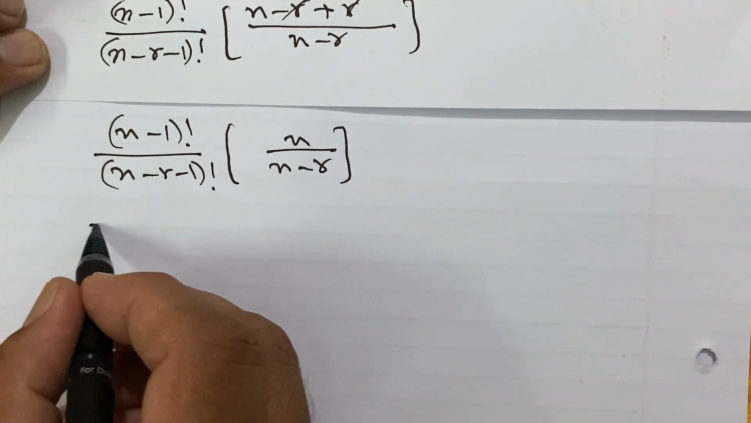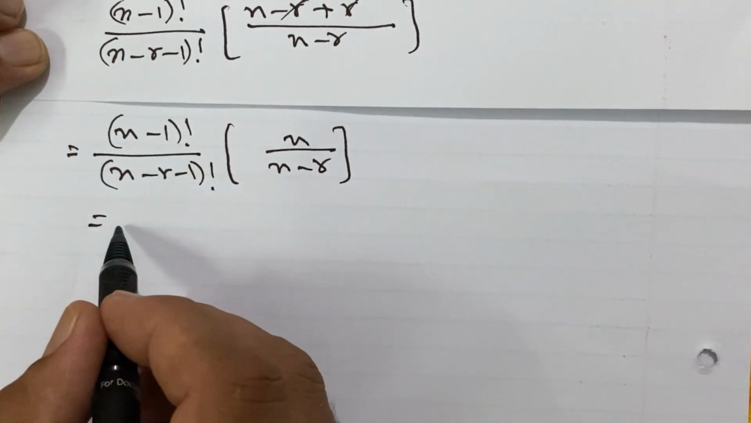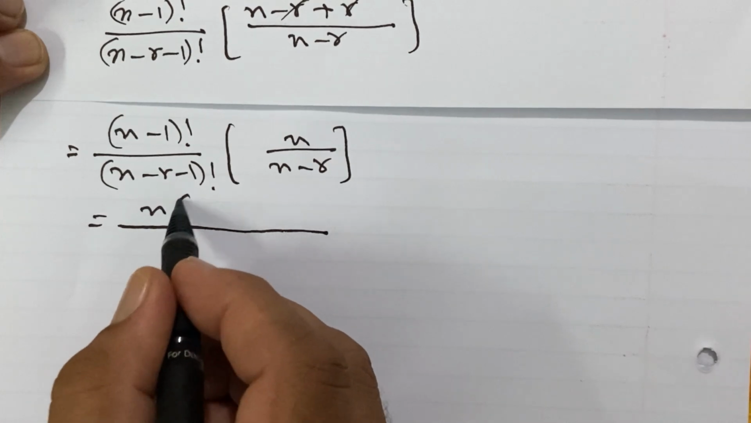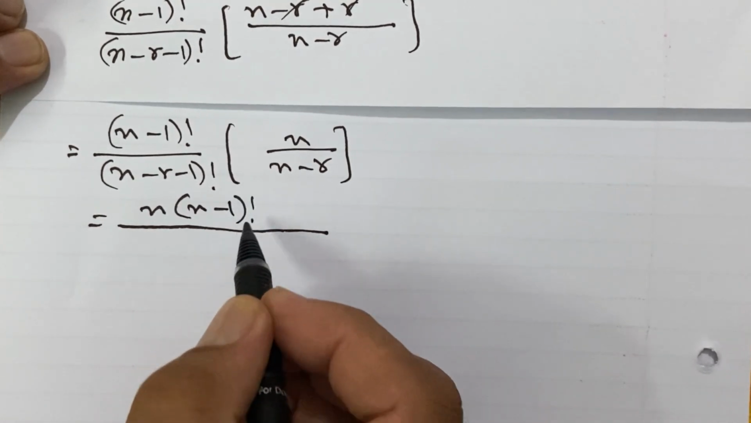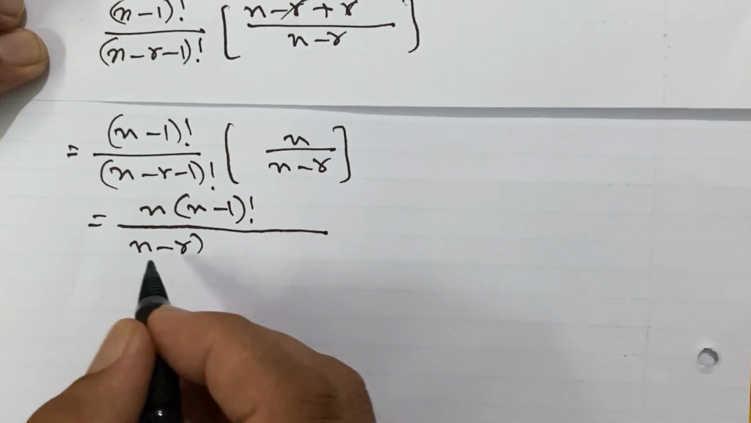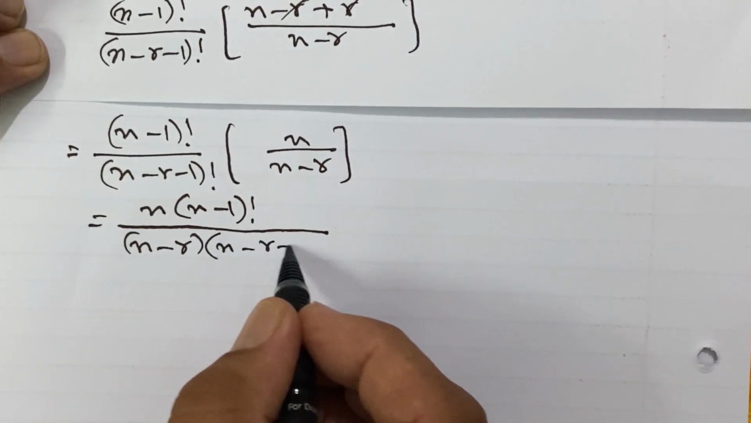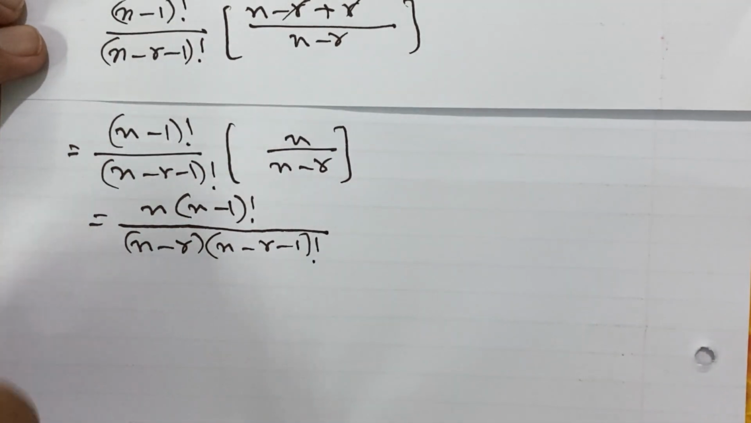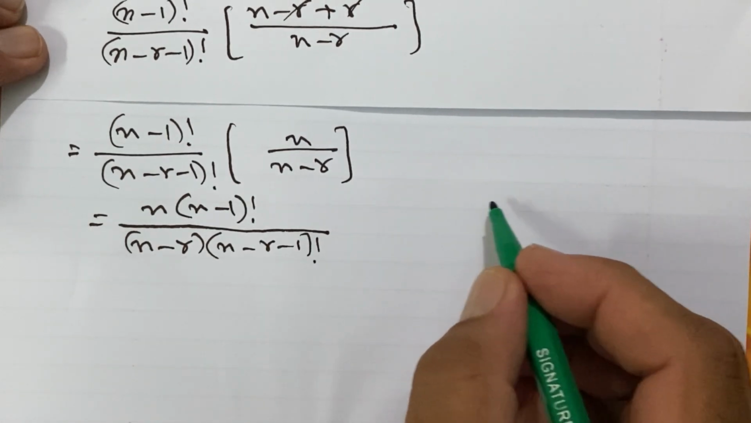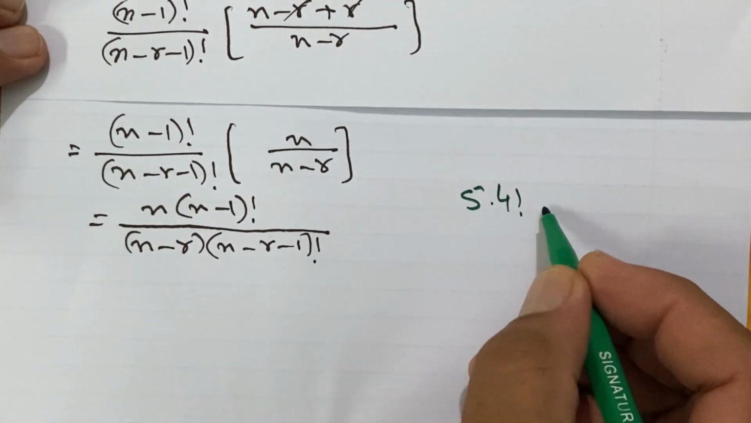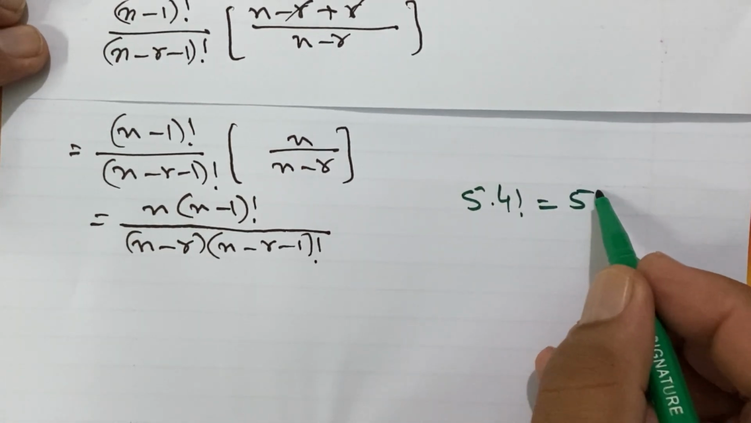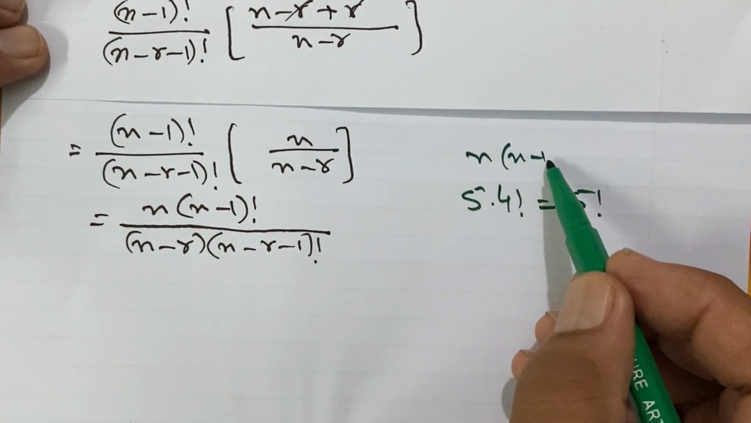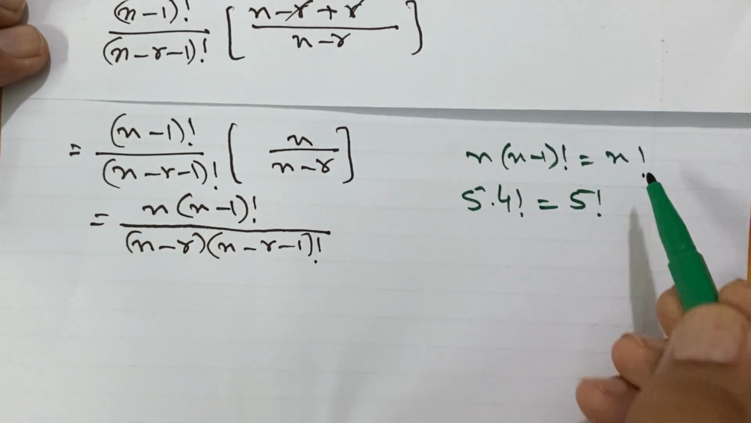Now it becomes n times (n minus 1) factorial over (n minus r) times (n minus r minus 1) factorial. Now we use a formula here. If there is 5 into 4 factorial, then we can write it 5 factorial, or n times (n minus 1) factorial is equal to n factorial.